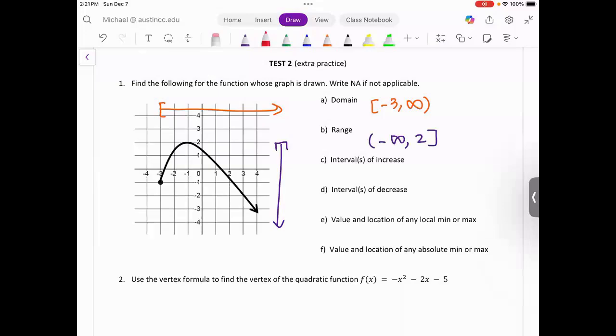All right, what are the intervals of increase? So for increase, we're increasing from here. Let's call that vertex right there at -1. So we're going to be increasing from -3 to -1. And remember, we never include the endpoints on intervals of increasing or decreasing. Lastly, our decreasing, it is decreasing from -1 to infinity.